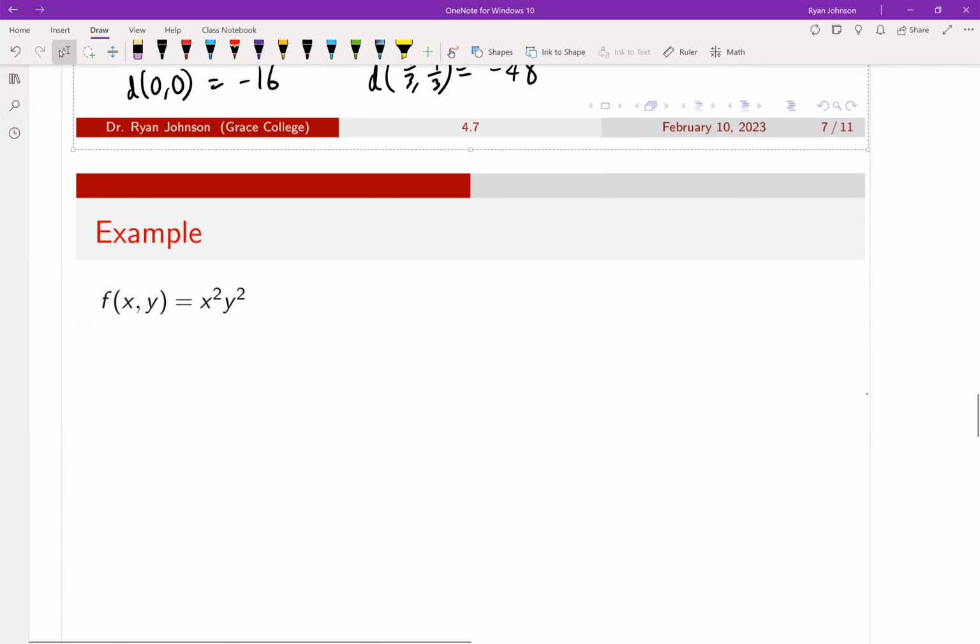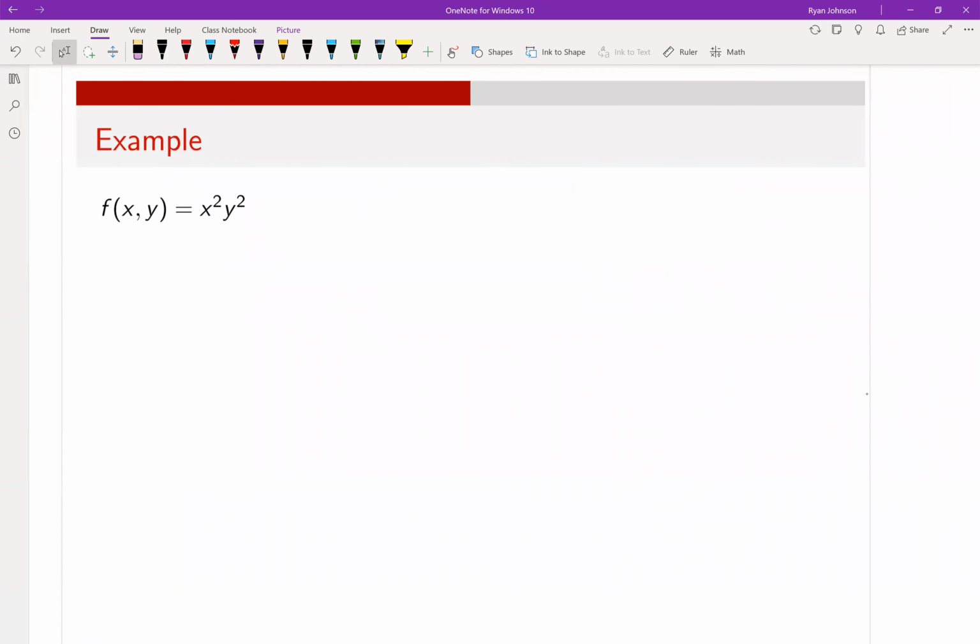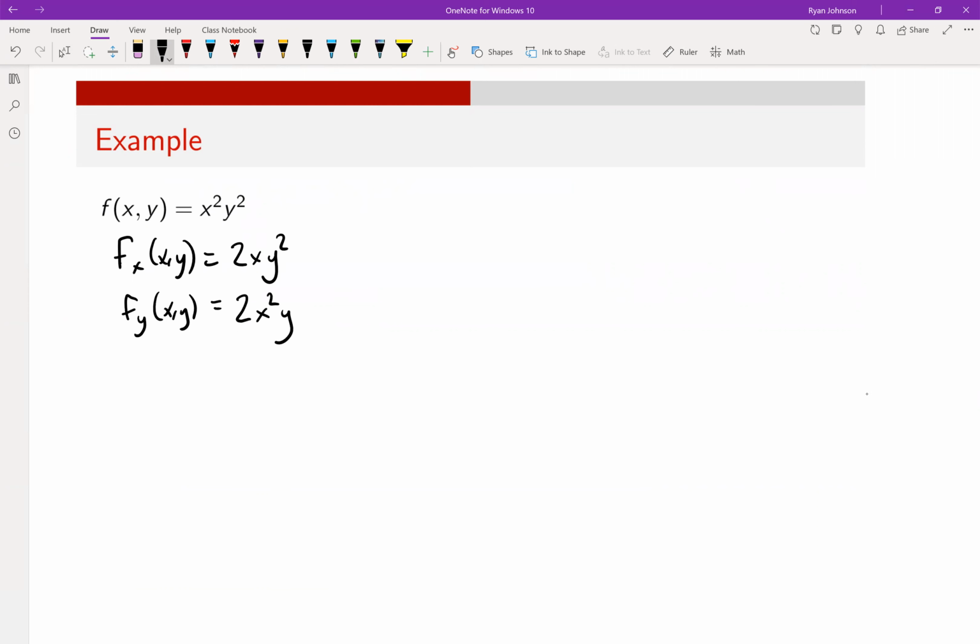All right. Here's an example where the second derivative test is going to fail. So if I do fx of xy, well, I get 2xy squared. If I do fy of xy, then I get 2x squared y. Those are continuous everywhere, so there's nowhere where they're undefined, but I can set them both equal to 0.